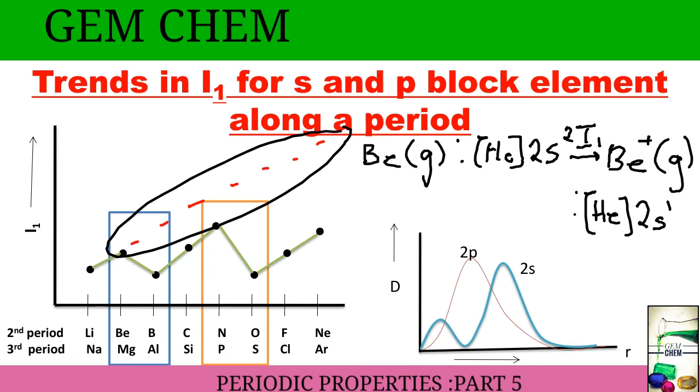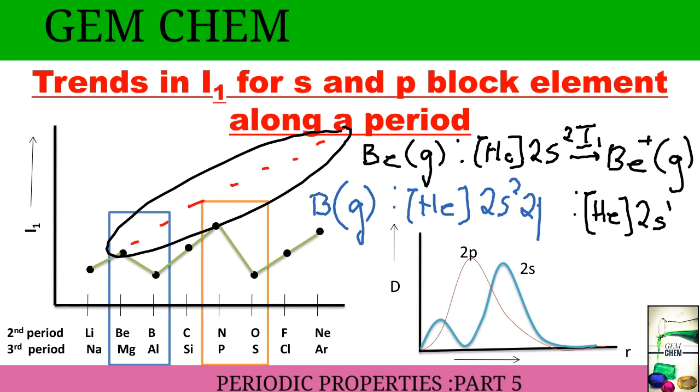Right? Similarly for boron, it is helium 2s2 2p1, right? And when it loses one electron, I1, then it becomes helium 2s2, right? So in both cases there is an s orbital at the last. Now see, here in this case, for this only we are seeing. Next we will see for this one.